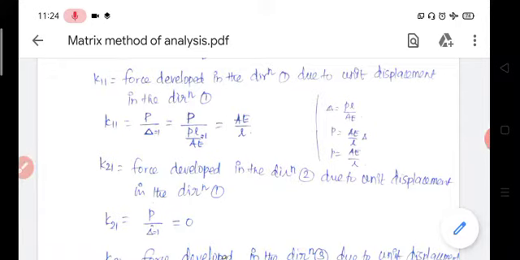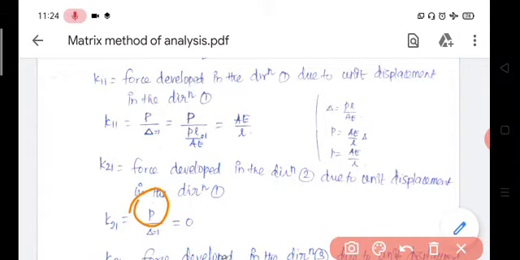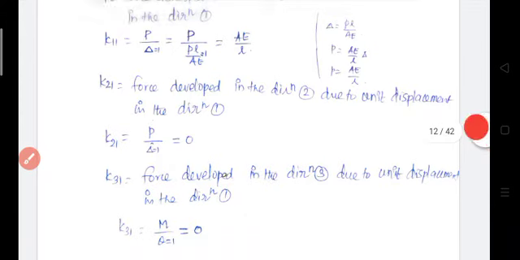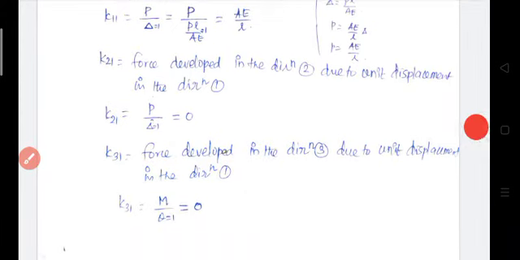Then K21 is equal to the force developed in direction 2 due to unit displacement in direction 1. So, this is 0. The shear force is 0. Then K31 is equal to the force developed in direction 3 due to unit displacement in direction 1. So, the moment is also 0.